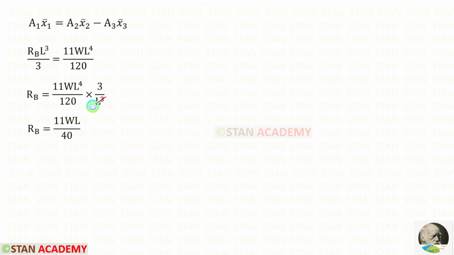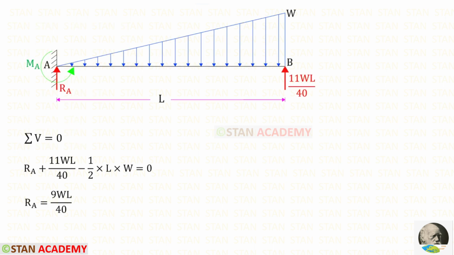Let us eliminate L cube, and here it will be L. Let us eliminate 3, and here it will be 40. Finally, for RB, we will get 11 WL upon 40. Now let us apply the rule sigma V is equal to 0 and find RA.